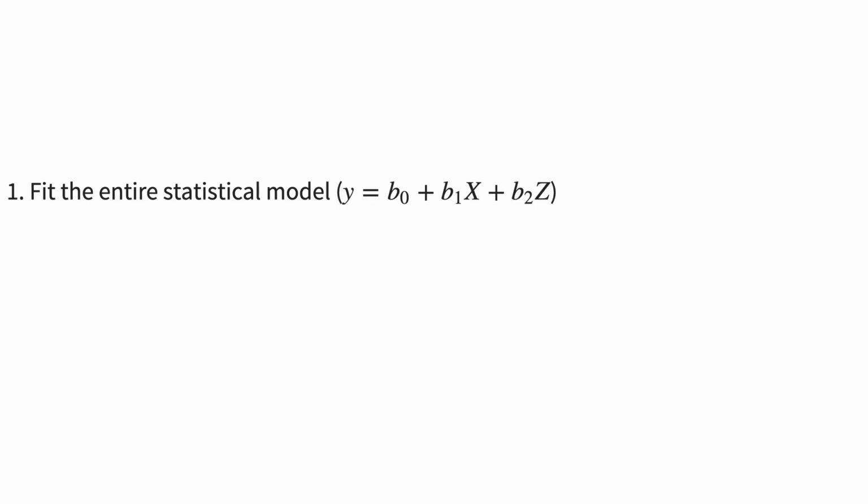How's that? So the first thing we're going to do when we're creating a partial residual plot is fit the entire statistical model. And I'm going to put some notation up on the screen. Don't get scared though, it can't hurt you. So our entire statistical model looks like this. y is equal to b0 plus b1x plus b2z. Hopefully y'all are familiar with that.